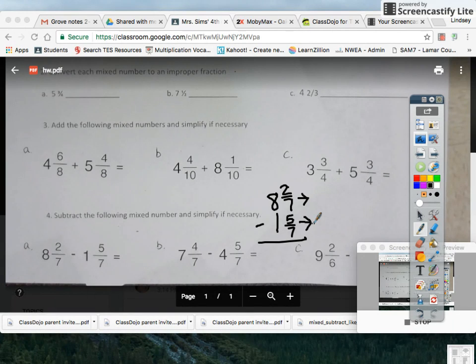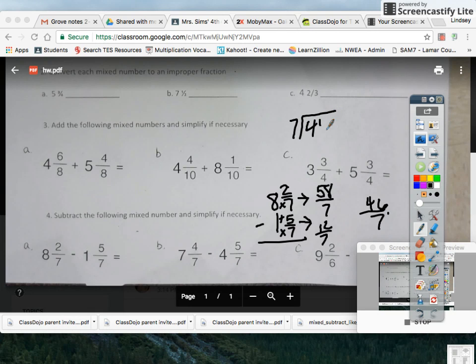If I'm changing this to an improper fraction, I would say 7 times 8, which is 56, plus 2, 58/7. And then I'm going to change this to an improper fraction. 7 times 1 is 7, plus 5 is 12, 12/7. So now I can subtract. 58 minus 12, and when I do that, I get 46/7. 46/7 is an improper fraction that needs to be converted back to a mixed number to get the answer for A here.